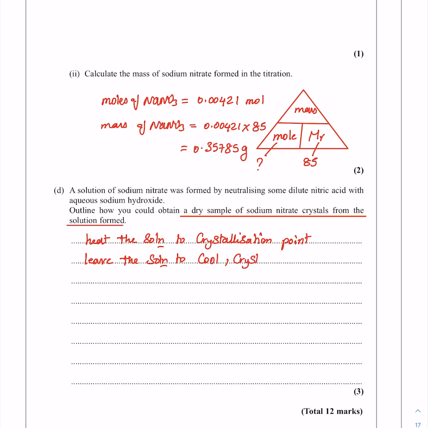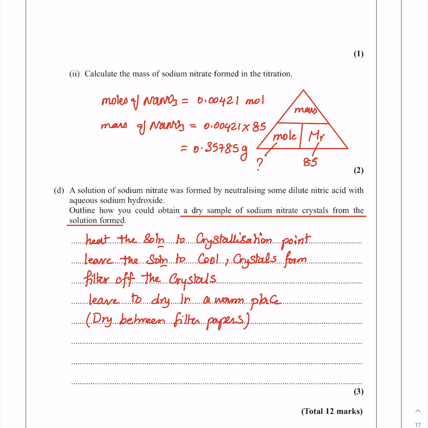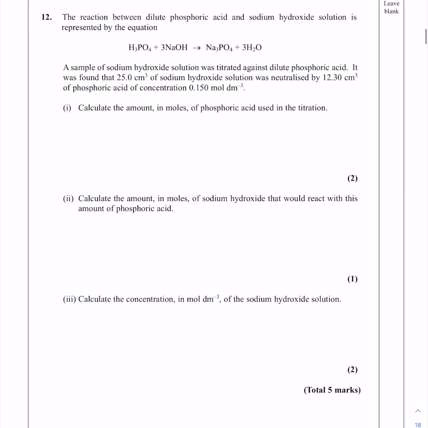The crystals start to form. Filter off the crystals, and after that leave them to dry in a warm place, or we can dry them between two filter papers. The question D. Question 12.